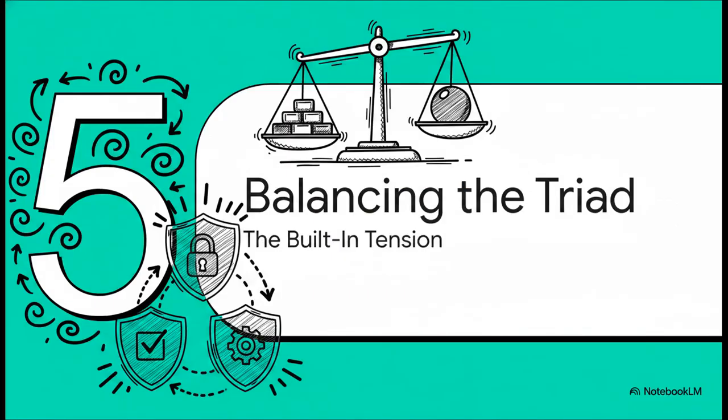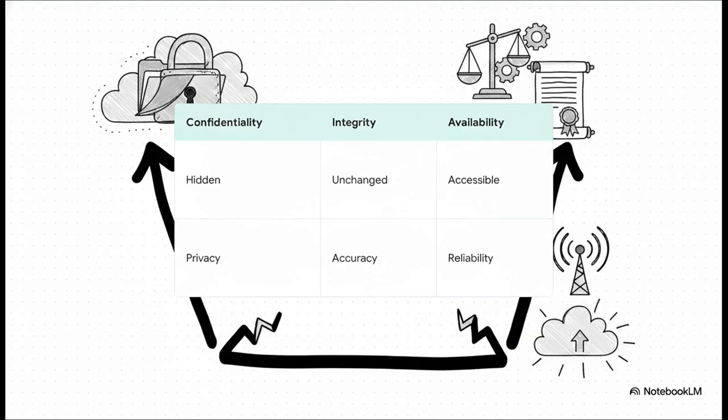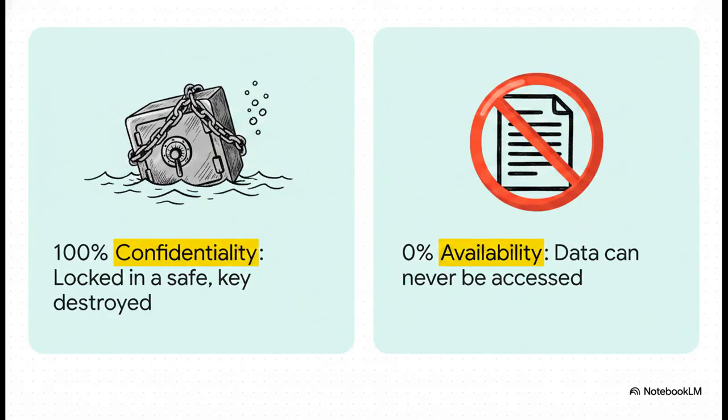And that brings us to part five. Balancing the CIA triad and the built-in tension of it all. When you look at these three elements side by side, confidentiality for privacy, integrity for accuracy, and availability for reliability, you start to see this really fascinating built-in engineering tension. Because they form a triad, they naturally, inherently pull against one another. Maximizing one of these pillars almost always comes at the direct expense of, or at least causes some heavy friction with, another one.